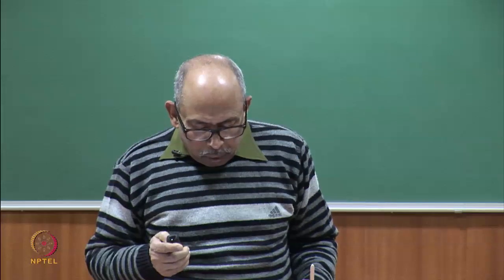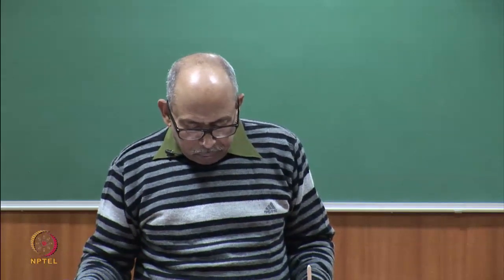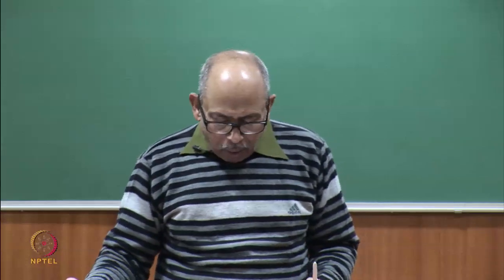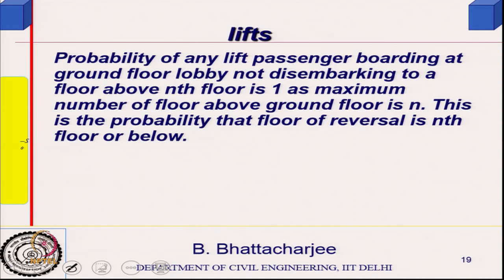So therefore, the probability of any lift passenger boarding at the ground floor lobby not disembarking to a floor above the nth floor is 1, as the maximum number of floors above the ground floor is n.